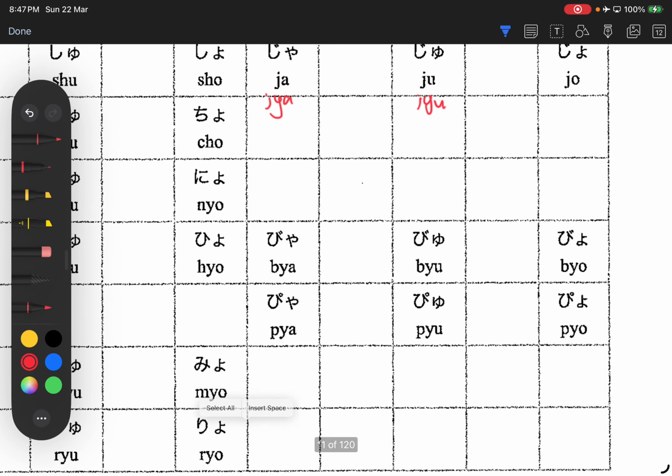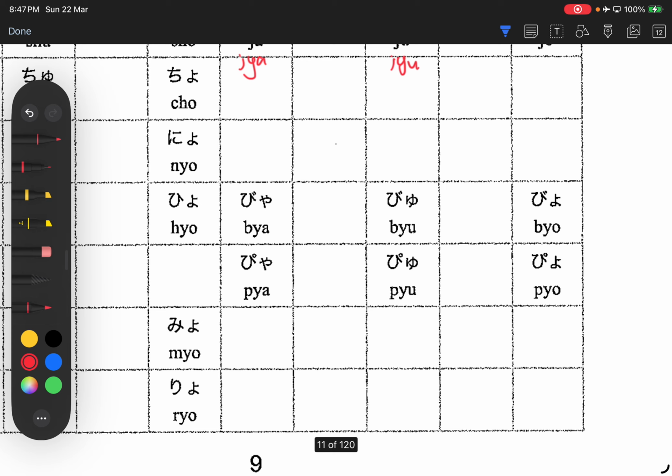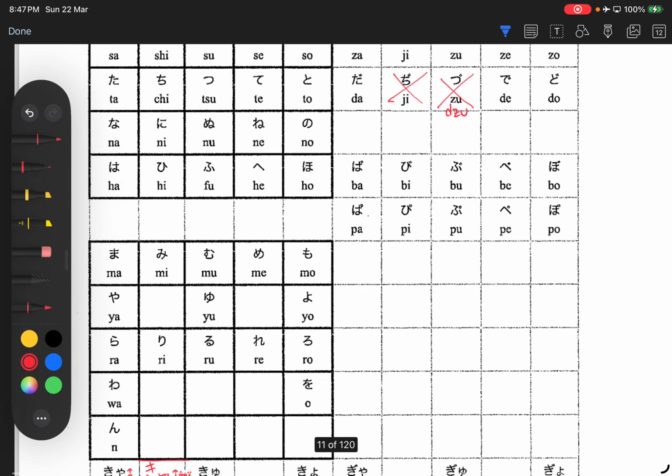Moving on, we have our two dots and our circle friend. So bia, biu, bio, pia, pew, pyo. Right, so all these are the sounds of the alphabet system.